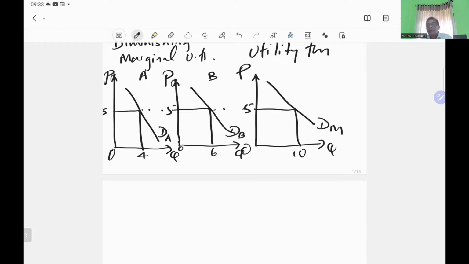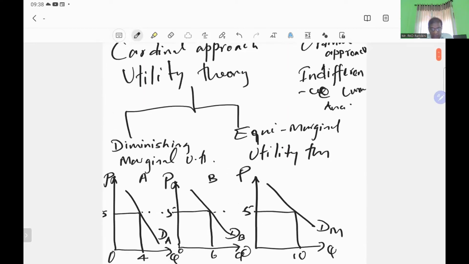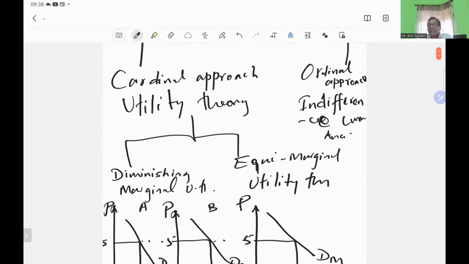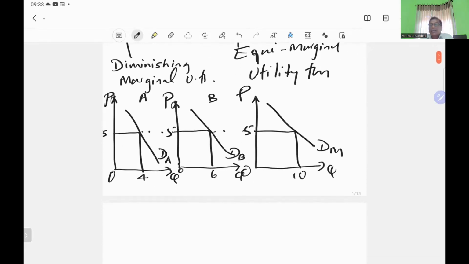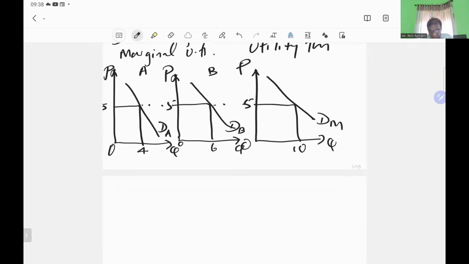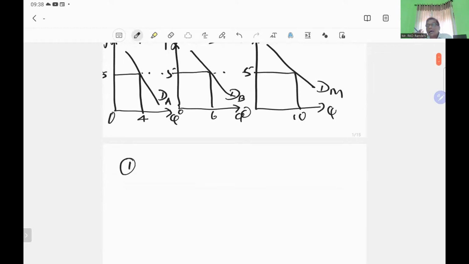Under these theories, we are going to observe the individual consumer. Now you can realize what is utility, what are the assumptions. Under these assumptions, according to the utility theory or cardinal approach, we can discuss two other theories. One is the diminishing marginal utility theory.